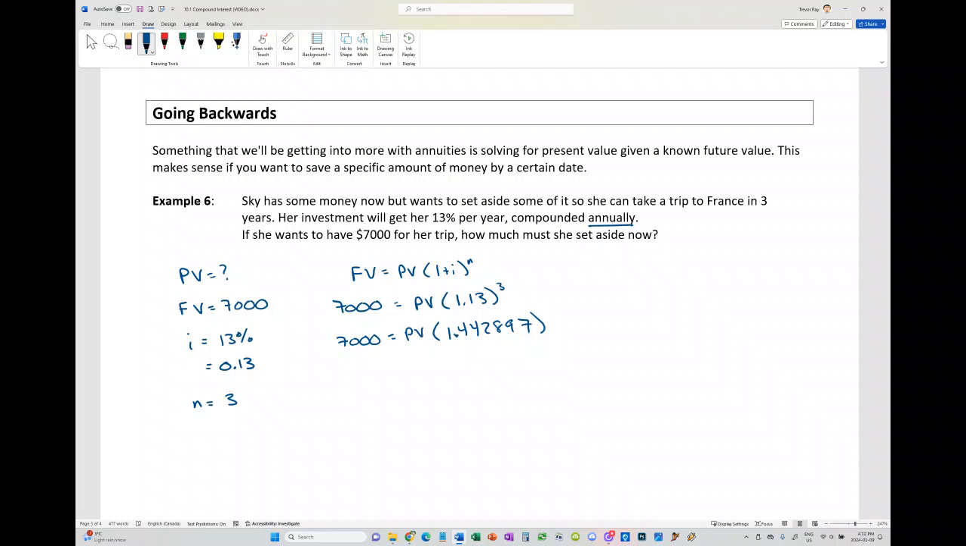And then if I want to solve for present value, I'll just divide both sides by that number. So 7,000 divided by 1.442897. Once I do the division, that ends up being $4,851.35. So Sky wants to go on vacation in 3 years. She doesn't have to set aside the $7,000 now. She only has to set aside $4,851, and that will have grown to $7,000 within the 3 years. Not too bad.